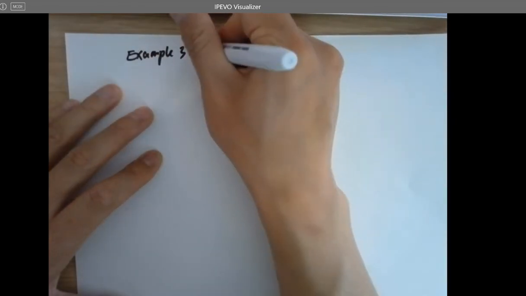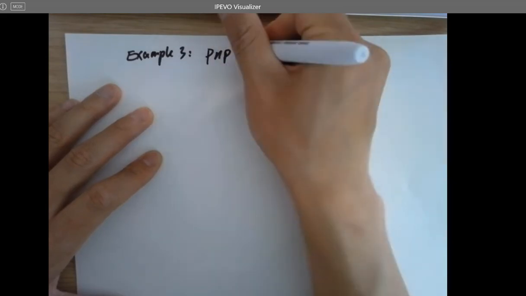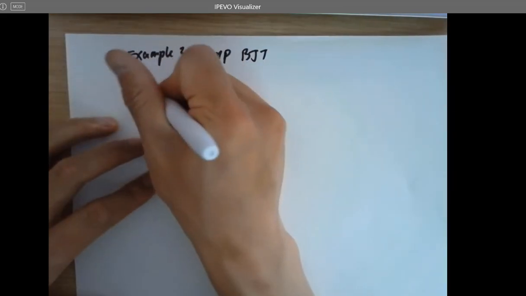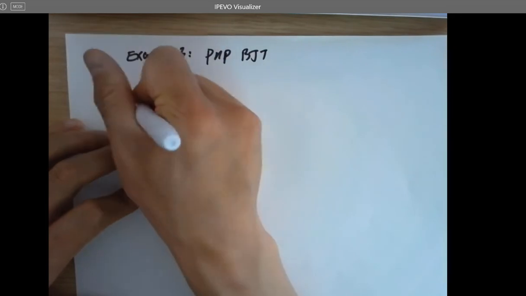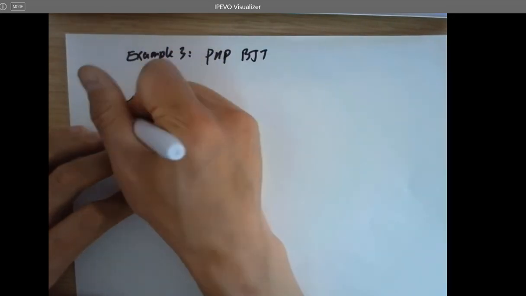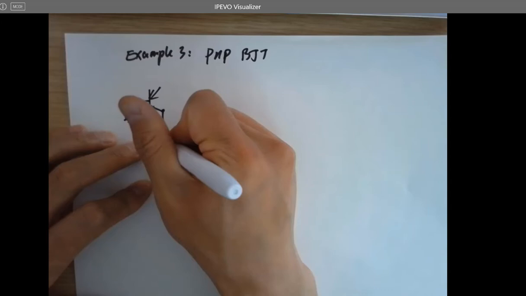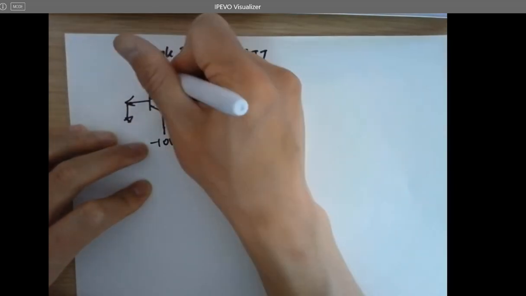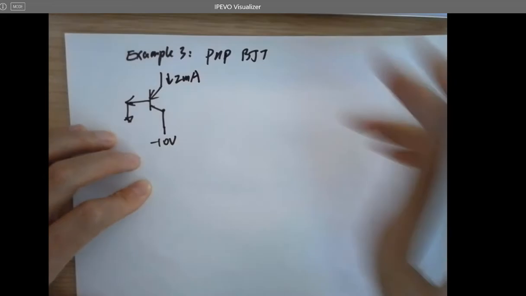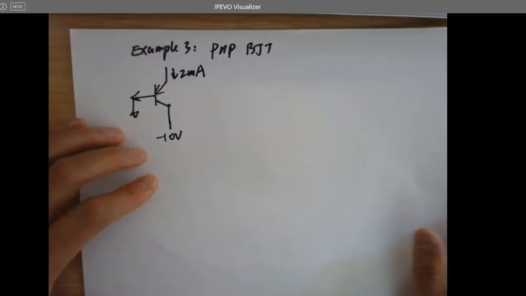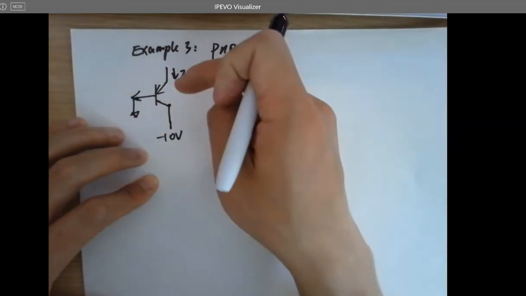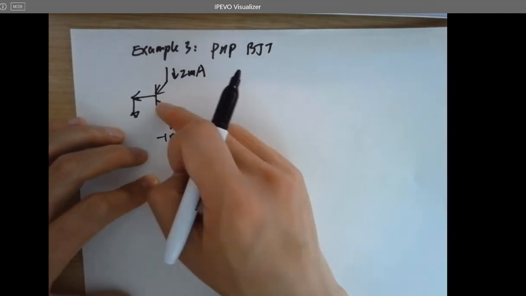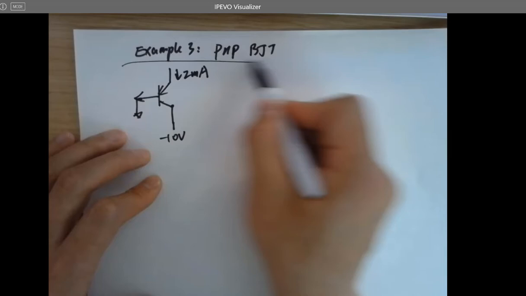For the PNP example, this is grounded, and this is 2 milliamps. So that's a PNP transistor. The difference is the arrow is pointing inside the transistor in terms of the symbol. So you can tell the difference between this one and the NPN transistor.